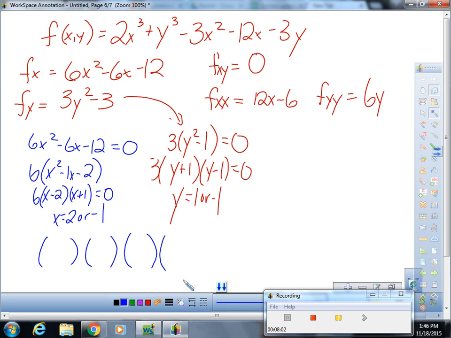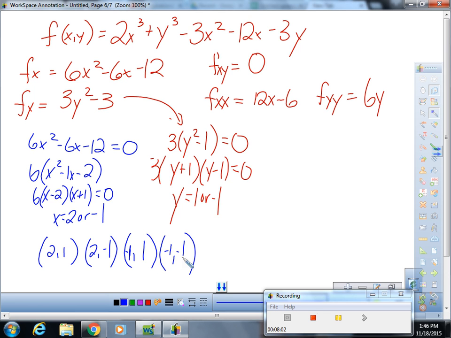So look, we have 4 critical points. Do you understand that? The point 2 comma 1 works. The point 2 comma negative 1 works. The point negative 1, positive 1 comma, did I get that right? That's what I thought. Oh dear. I'm looking at the wrong thing. Okay, good. Negative 1 comma 1, negative 1 comma negative 1. Okay, those are our 4 critical points.